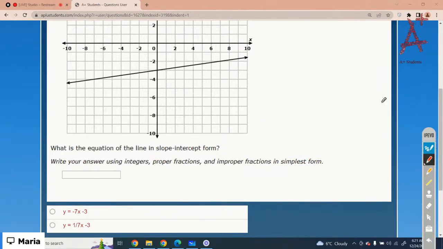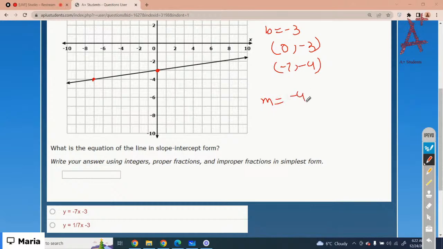Here you have b. This is b. b is negative 3. Okay, you can use this point, 0 and negative 3, and this one, negative 7 and negative 4. Let's just use these 2 points and find your slope.